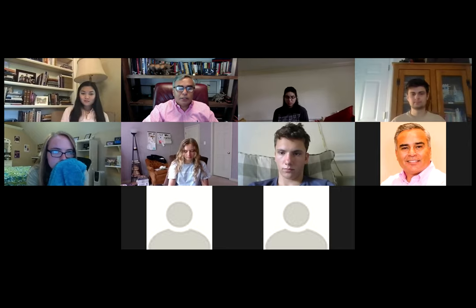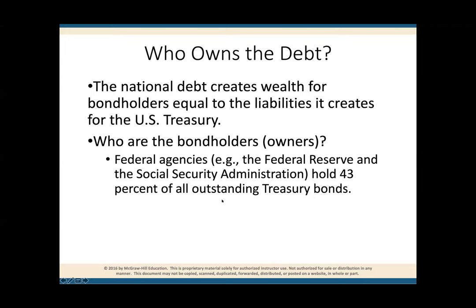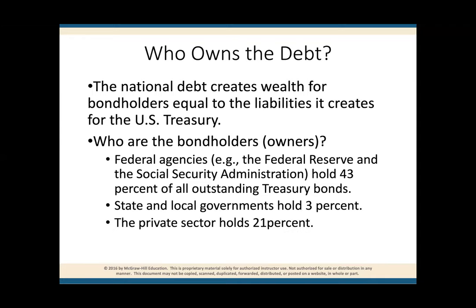So to whom do we owe the money? Right? Some of the money that we owe is to other federal agencies. We also owe money to state and local governments. Think about this. For example, the city of Cleveland can actually buy US government bonds. And 21% of all the national debt is to private sector individuals like me and you. I would not be surprised if your parents have a US bond. People buy the bond, and it's 21%.